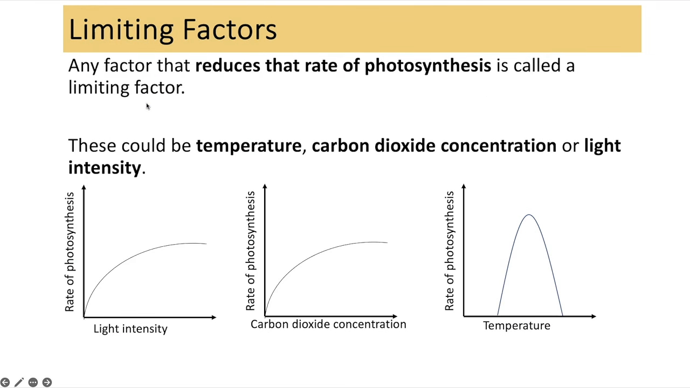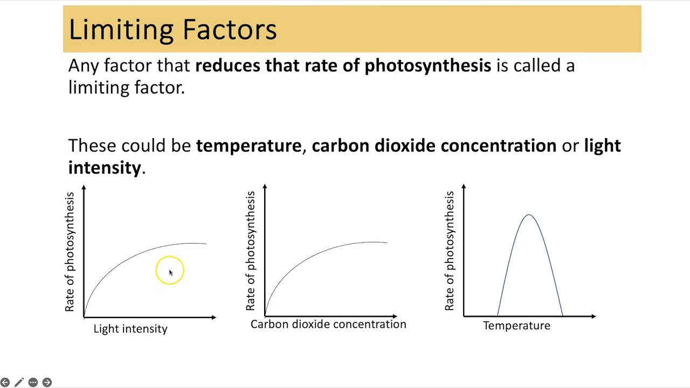So there are limiting factors that affect the rate of photosynthesis, and that is temperature, carbon dioxide concentration, and the light intensity. So with the light intensity, as you increase light intensity, the rate of photosynthesis increases at the lower light intensities. And that's because the more light there is, you'll have more photolysis of water, and you'll have more electrons being excited and released in cyclic and non-cyclic photophosphorylation. And therefore you ultimately get more reduced NADP and ATP used in the Calvin cycle.